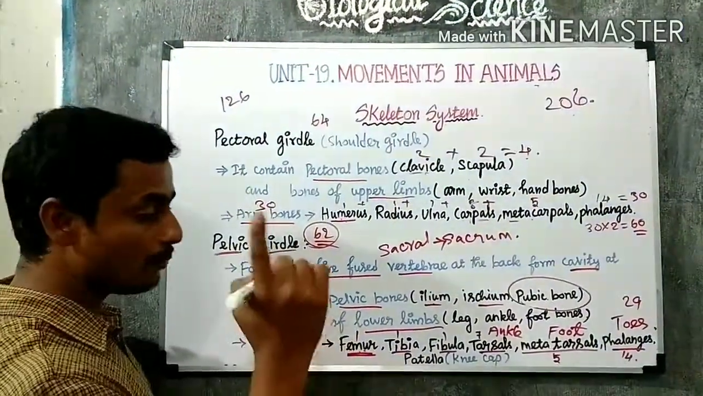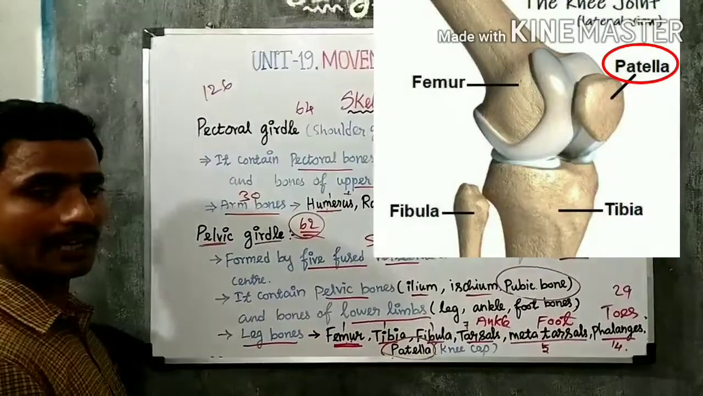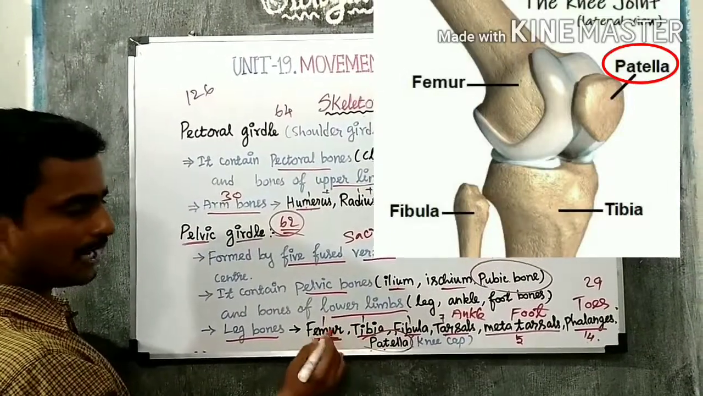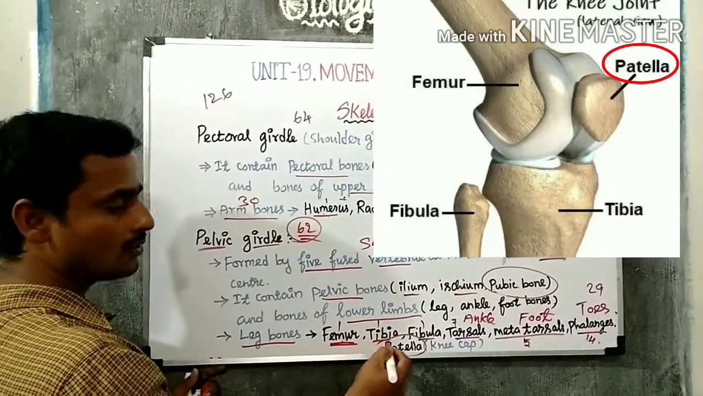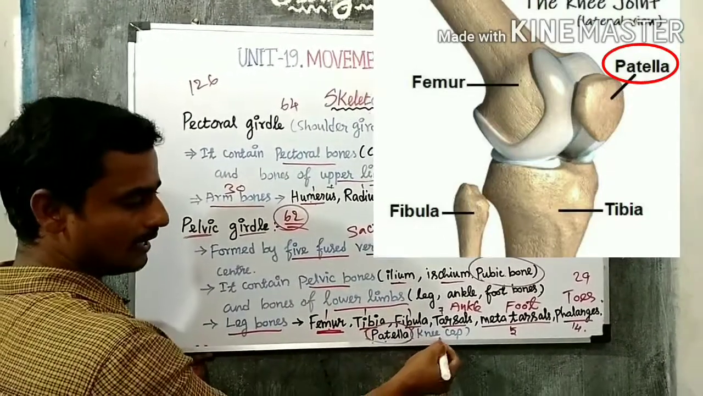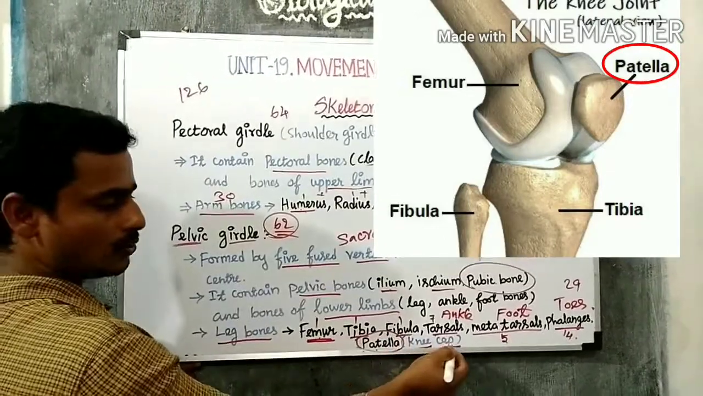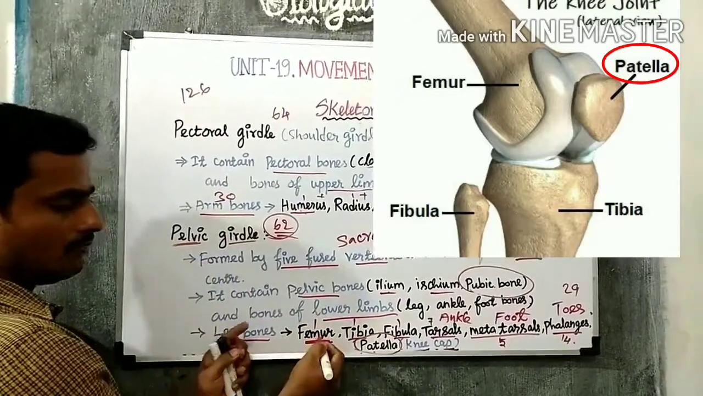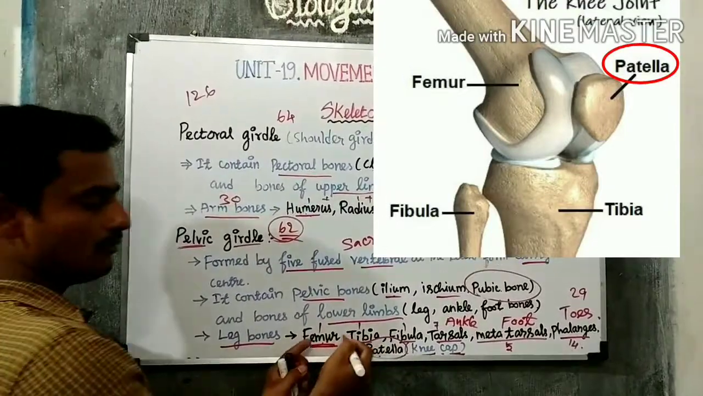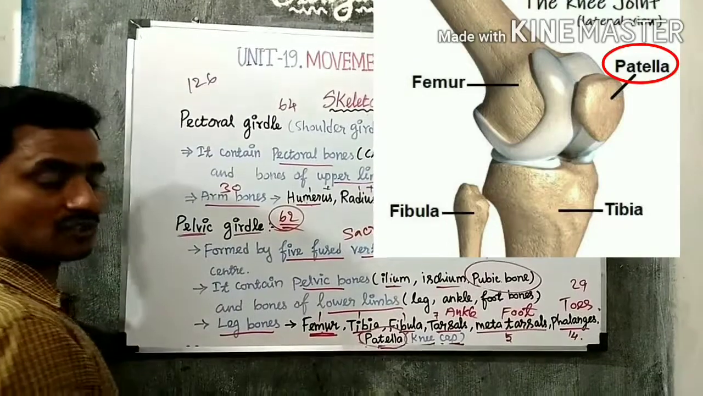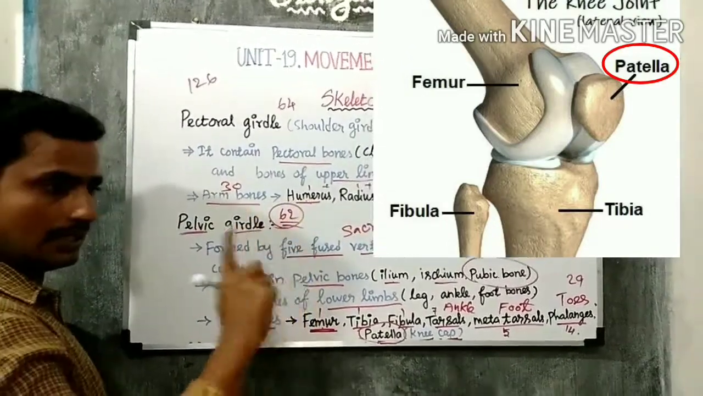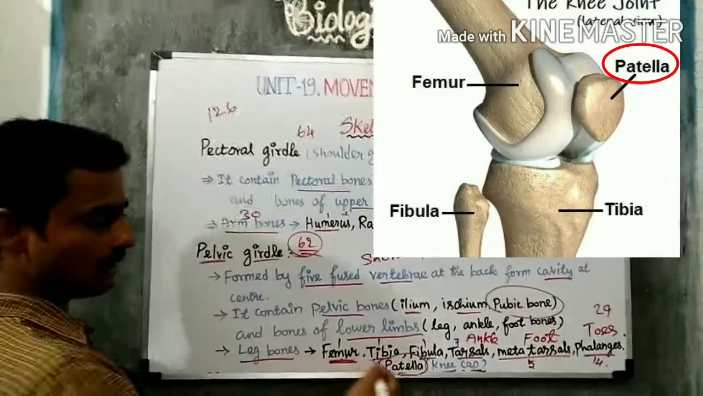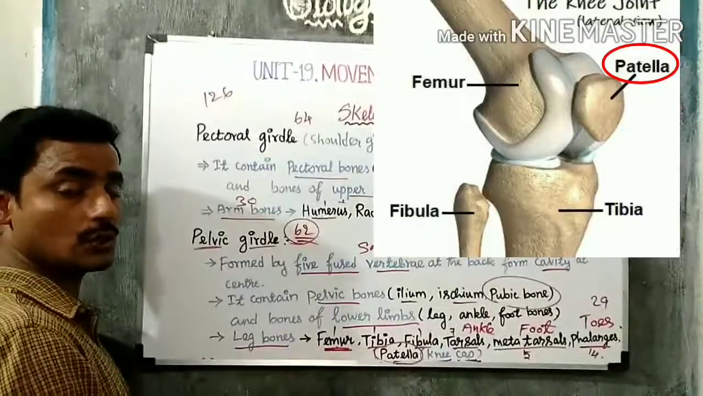The remaining 1 bone is the patella, placed between the femur and tibia. It is also called the kneecap, which protects the joint between femur and tibia. So in each leg we have 1 patella, and in two legs we have 2 patella. It is also called the sesamoid bone.